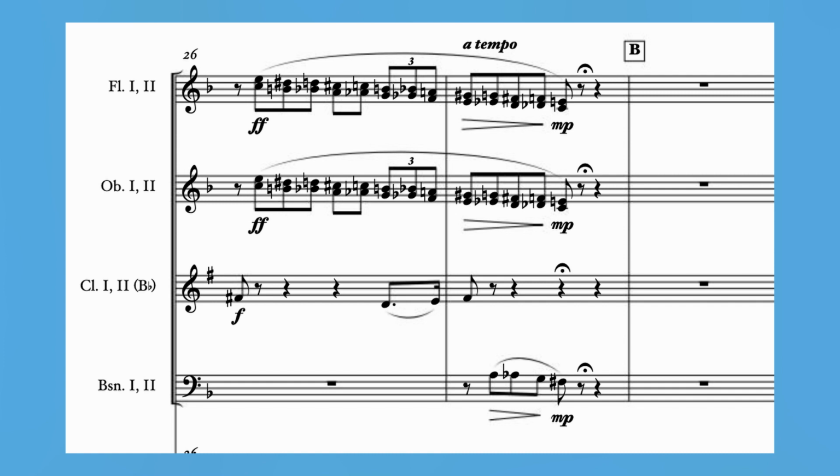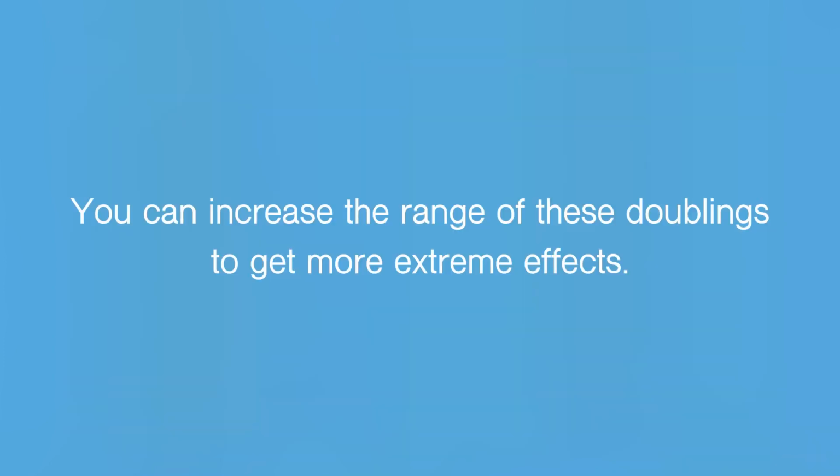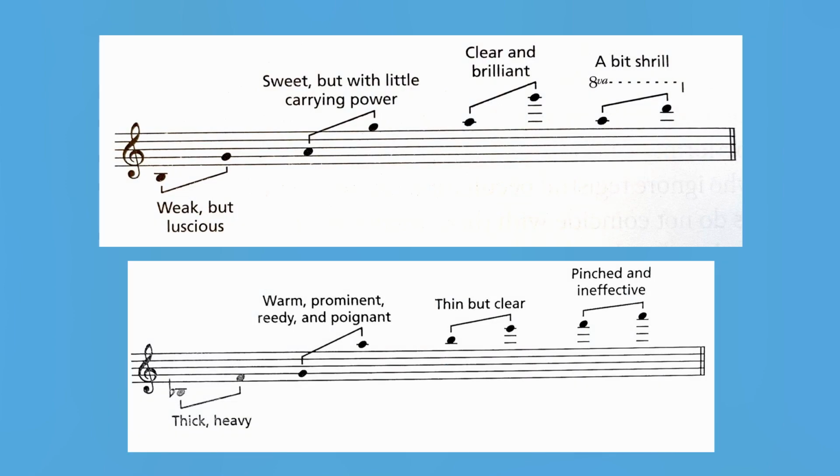Now, in this particular example, the flute isn't in a spectacularly strong register even at its highest point, but you can increase the range of things like this to get more extreme effects. Remember, the oboe and flute both share over another octave in range above what's demonstrated in this example, so there's a lot of room for you to play.